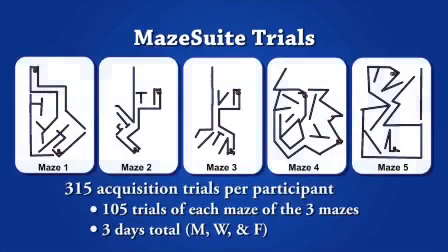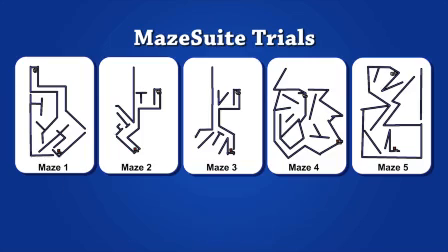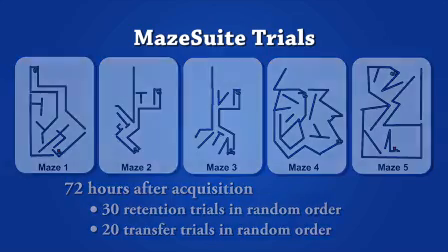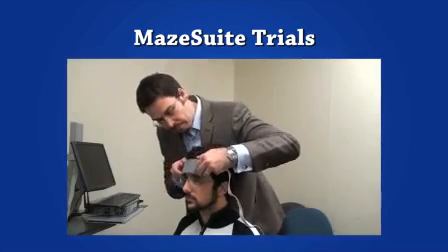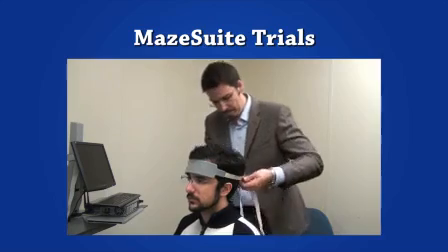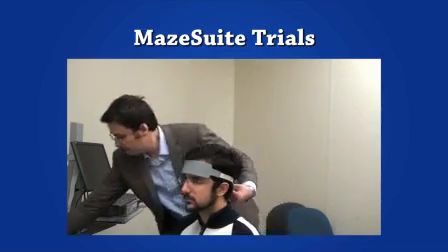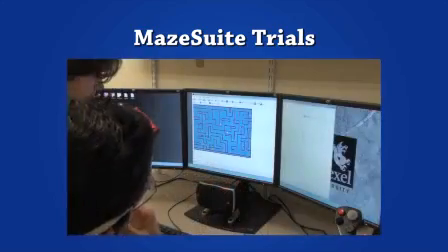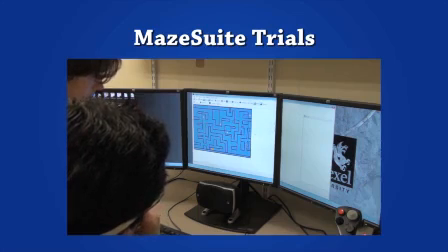Each performed 315 acquisition trials, 105 trials of each of the 3 mazes across 3 days, Monday, Wednesday, and Friday. The following Monday, 72 hours following acquisition, 30 retention and 20 transfer trials were performed in a random order. PFC activity was monitored during all phases for 16 optode sites using fNIR. Dependent measures included relative changes in the mean oxygenated hemoglobin and behavioral measures of total time, path length, and average velocity for the mazes.